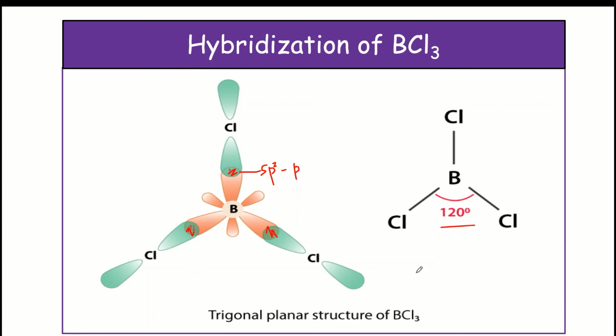Also, we can take the example of ethylene, which has a double bond formation, but it has sp2 hybridization with trigonal planar geometry.